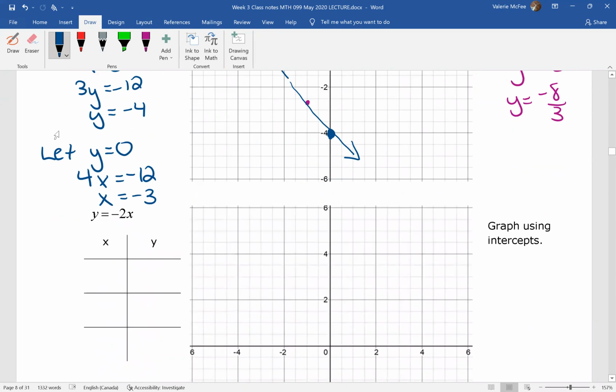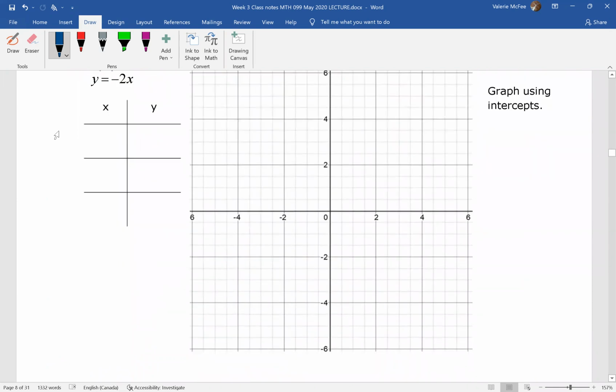All right, one more equation. Let's graph this using the intercepts. Pause your video, give it a try.